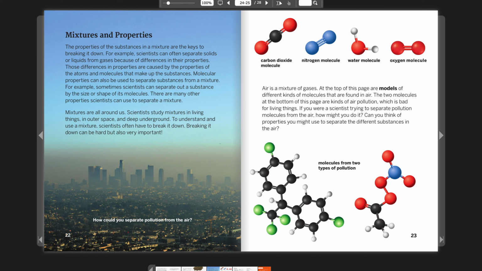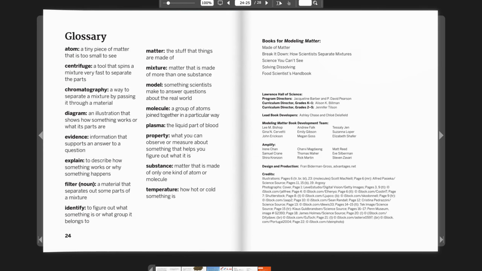Air is a mixture of gases. At the top of this page are models of different kinds of molecules that are found in air. The two molecules at the bottom of this page are kinds of air pollution, which is bad for living things. If you were a scientist trying to separate pollution molecules from the air, how might you do it? Can you think of properties you might use to separate the different substances in the air?